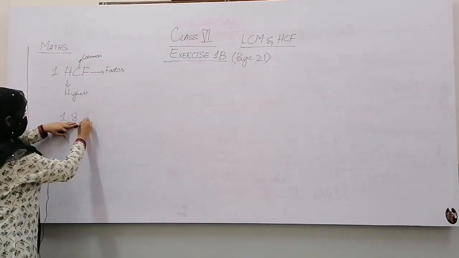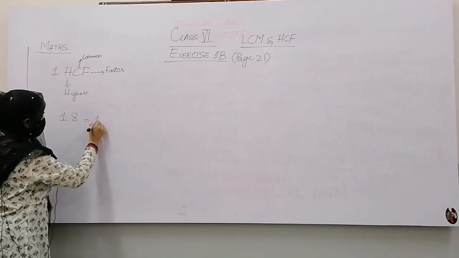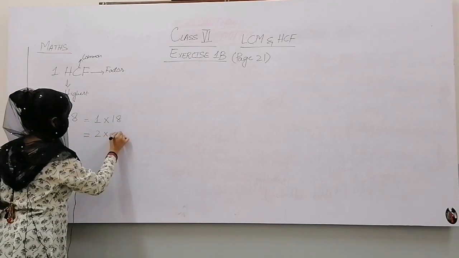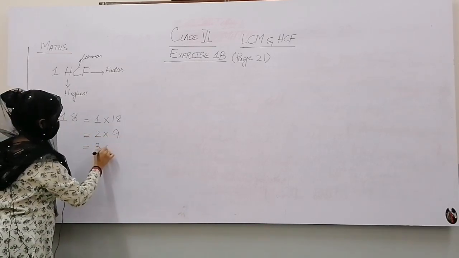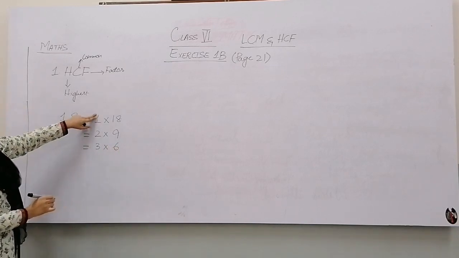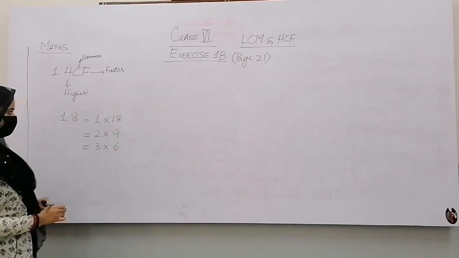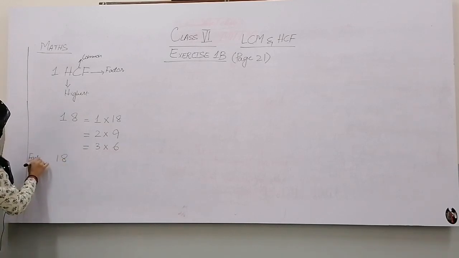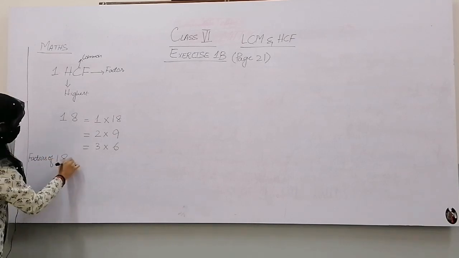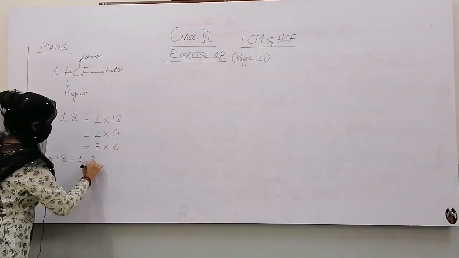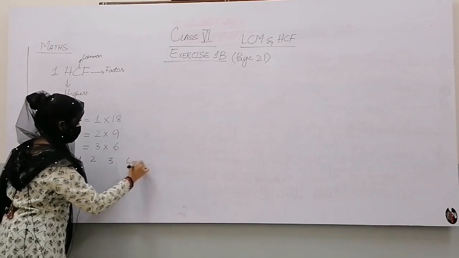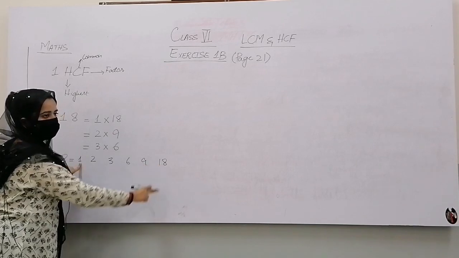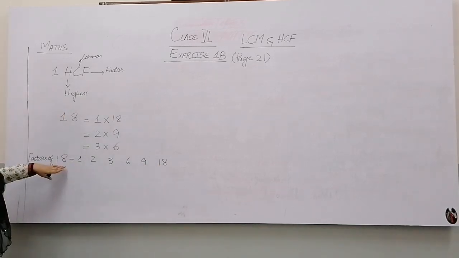Let's say we have a number 18. You can write it as 1 into 18, 2 nines are 18, 3 sixes are 18. So these numbers are called factors of the given number. So factors of 18 are 1, 2, 3, 6, 9 and 18. 1 and the number itself are always the factor of the given number.